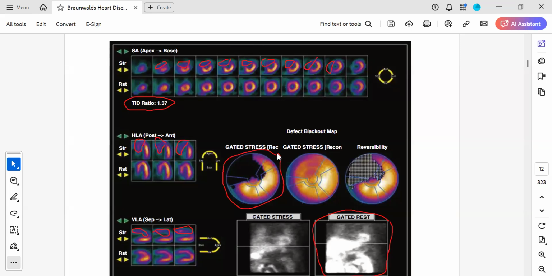Now, if you look at the bottom corner around the region of the right coronary artery, which supplies the right ventricle, you'll notice that it's brighter than this gated stress reconstructed, which is the next image. Dr. Eugene, I don't know if you can mark. Yes, this reconstructed gated stress.